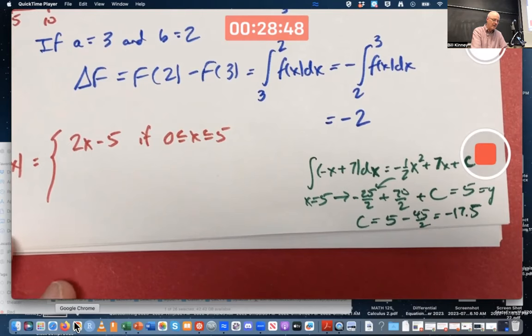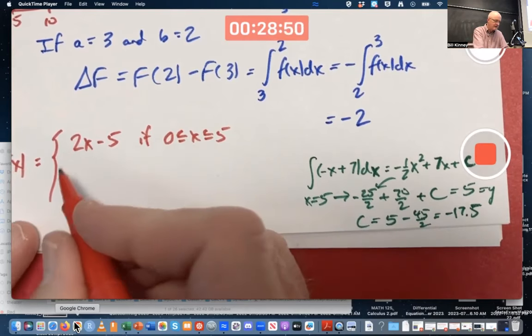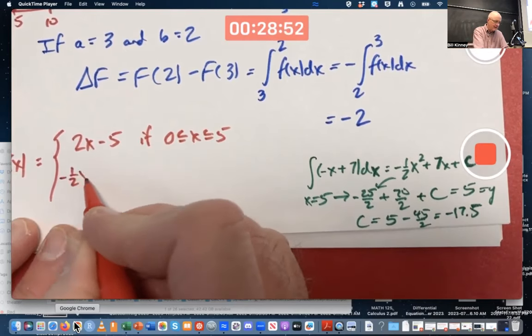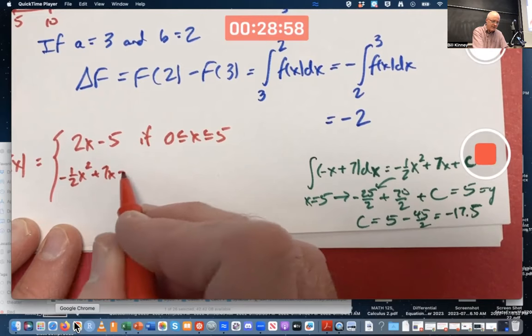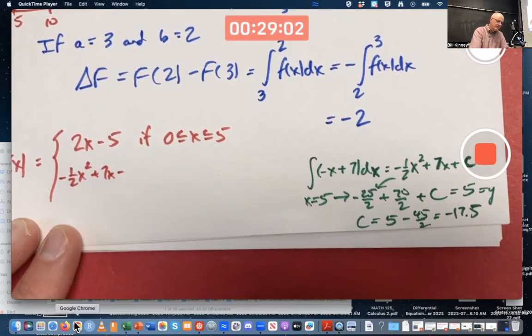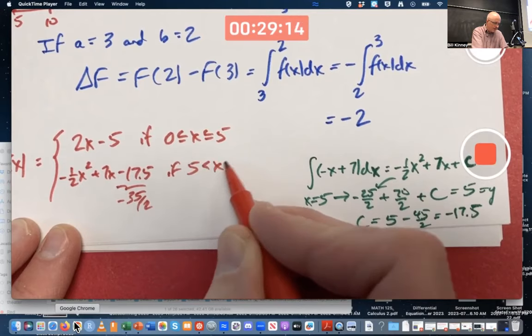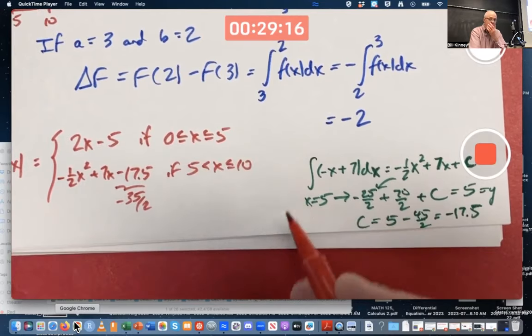So the formula for capital F over here, negative 1/2 x squared plus 7x minus 17.5. Yeah, that's right. Okay. I'll just write it as a decimal. That would also be the same as negative 35 over 2. That's if x is between 5 and 10, excuse me.